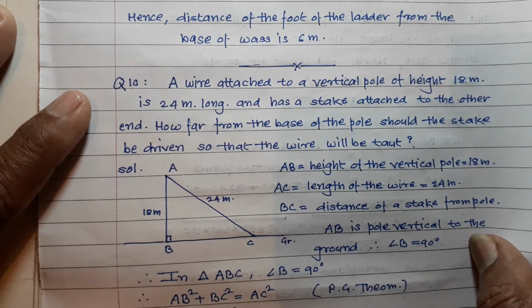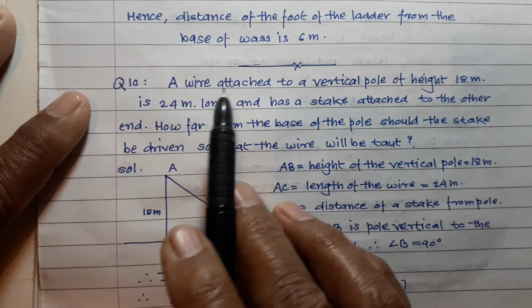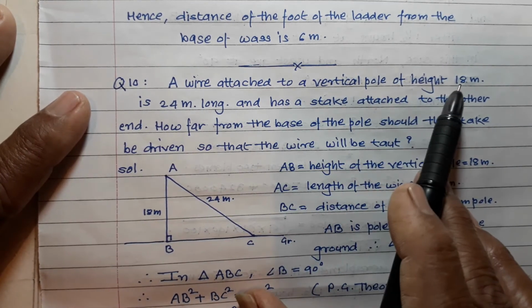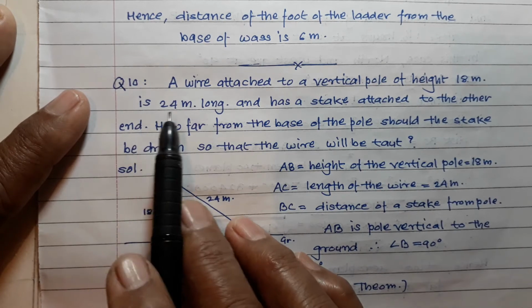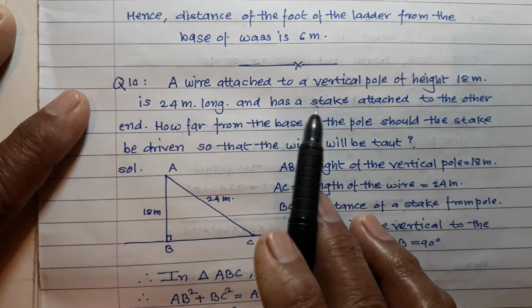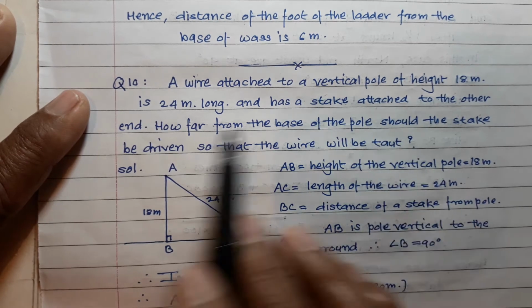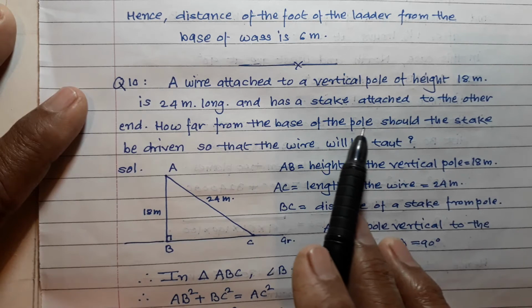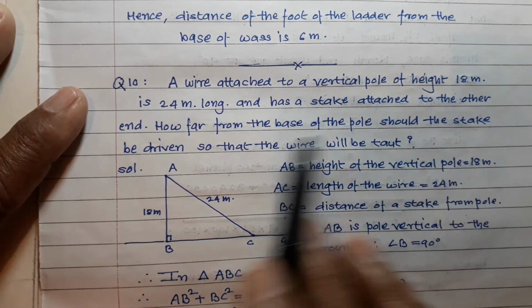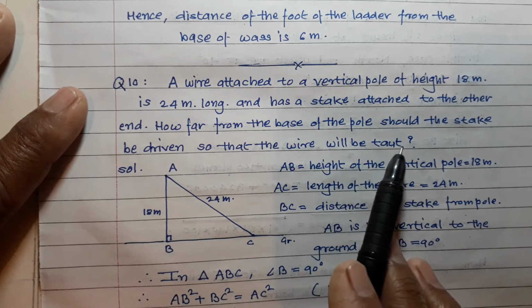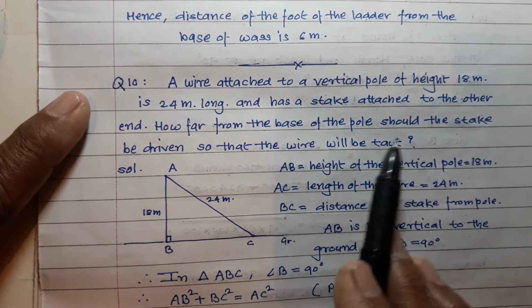Question number 10. A wire attached to a vertical pole of height 18 meters is 24 meter long and has a stake attached to the other end. How far from the base of the pole should the stake be driven so that the wire will be taut? Okay, tight.